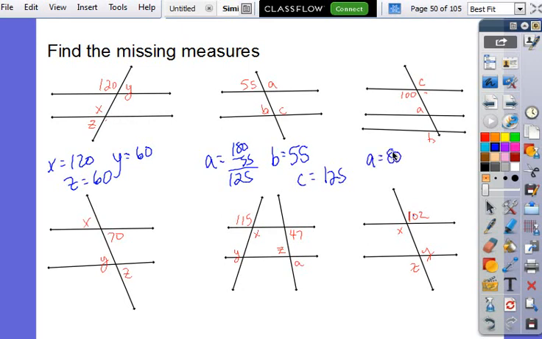C is going to be vertical. 100. Vertical is the same. All right, what about B? Now it's down here. Corresponding. Is it corresponding? Here's what messes people up. When this one is in here, see if I can make it move. Nope.